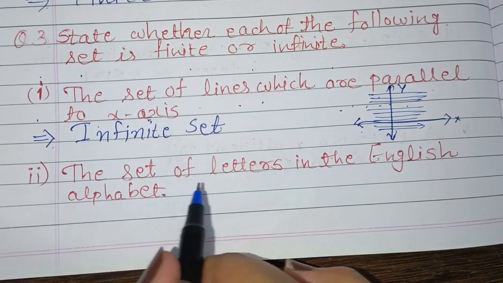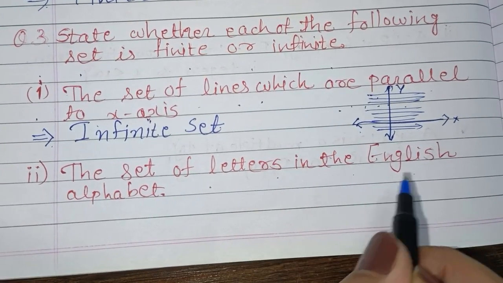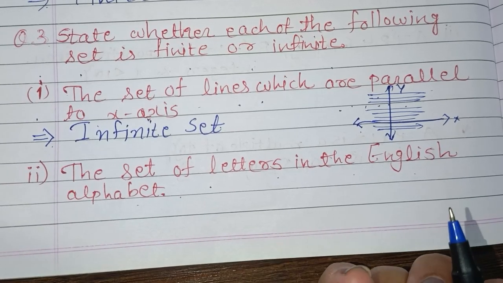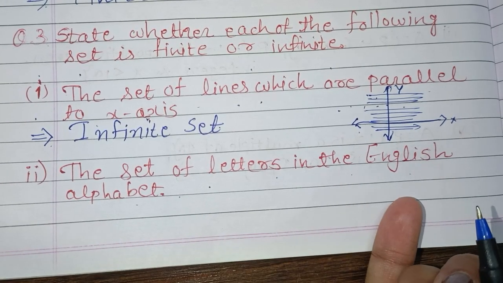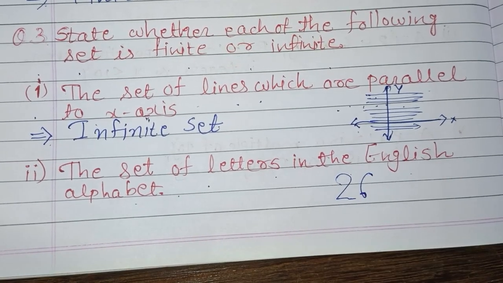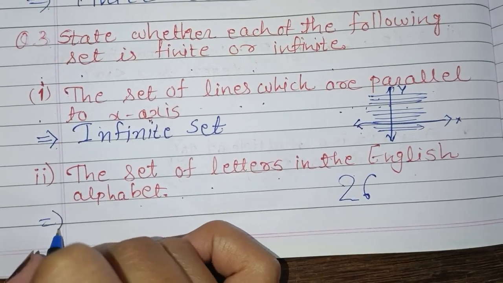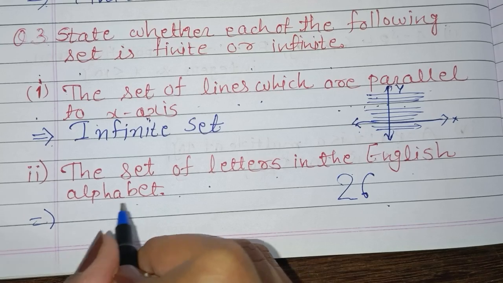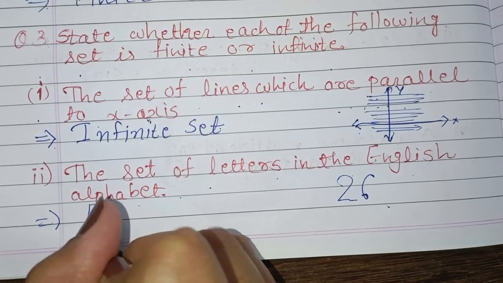Second is the set of letters in the English alphabet. Here we already know that in the English alphabet we have 26 letters. That's why this is a fixed number. Answer is finite set.